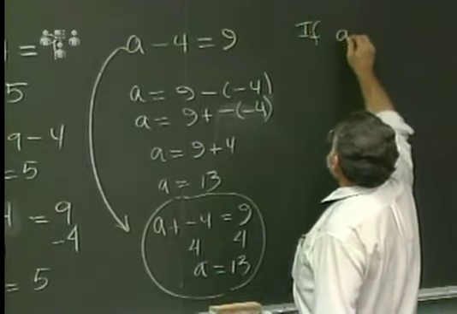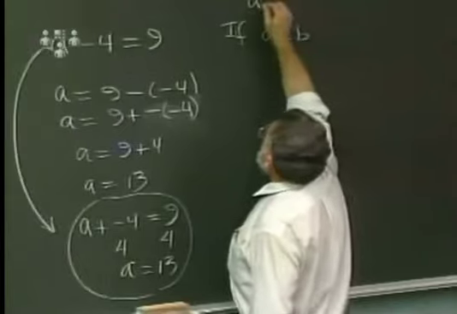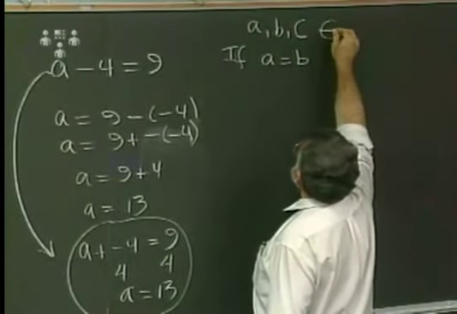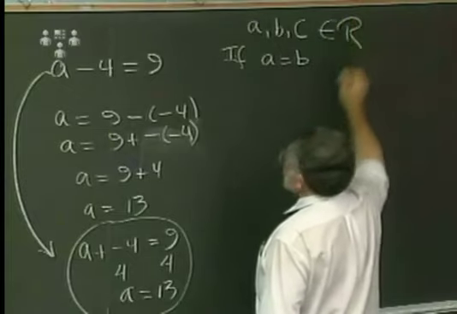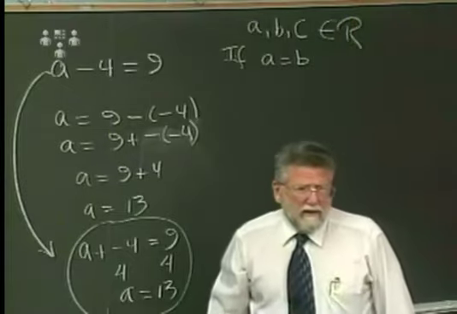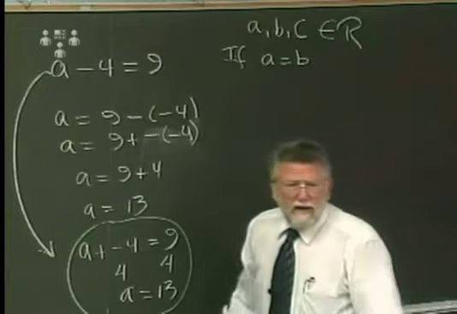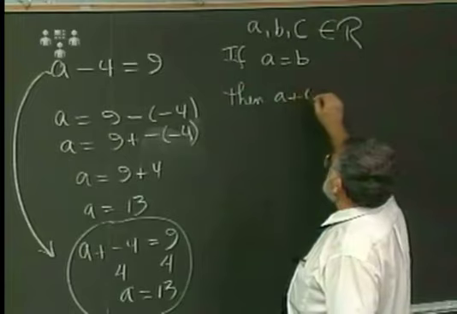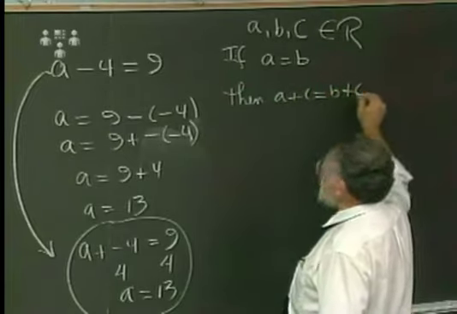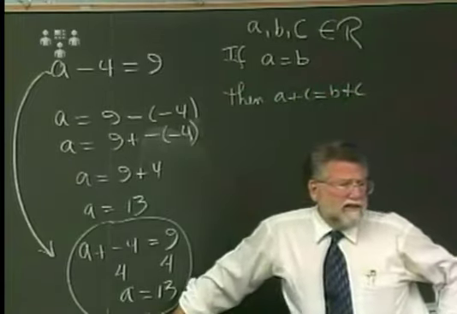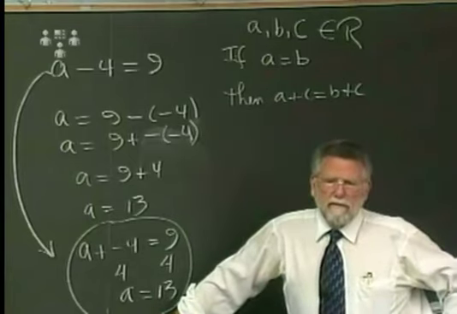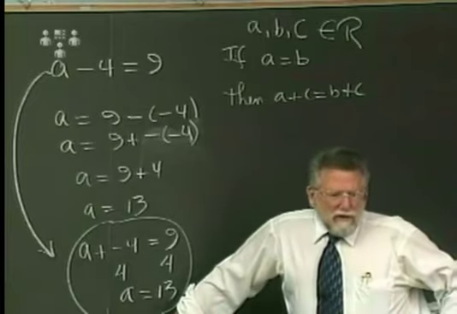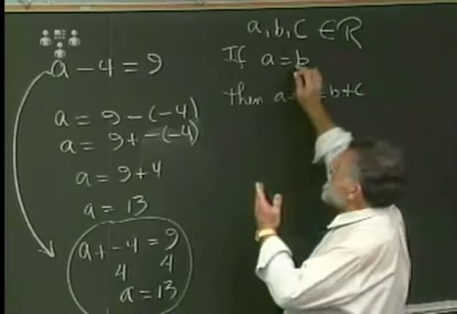Given A is equal to B, and by the way, A, B, and C are members of big R, the special club. Now, if A equals B, then A plus C equals B plus C. You can add the same thing to both sides of an equation, and it'll still be equal. One more time: if two things are equal, A equals B.